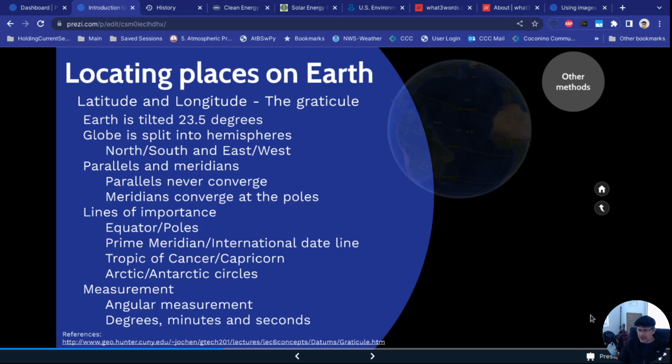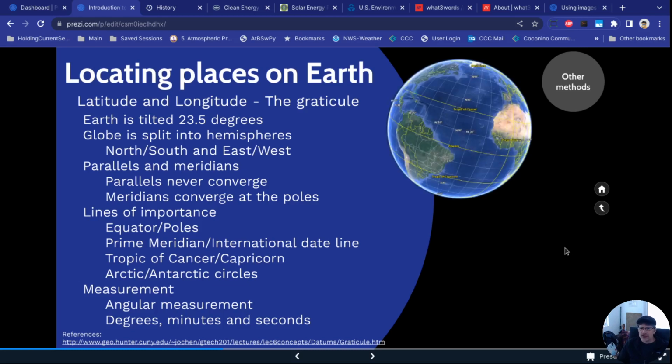But we can split the globe into hemispheres. Here is the globe and the graticule you'll see here. Above the equator, which is right here, is the northern hemisphere. Below the equator is the southern hemisphere. Over here on this side of the globe is what's called the prime meridian. And on the other side, opposite of the prime meridian, is what we call the international dateline. This will split the globe into Western Hemisphere and the Eastern Hemisphere.